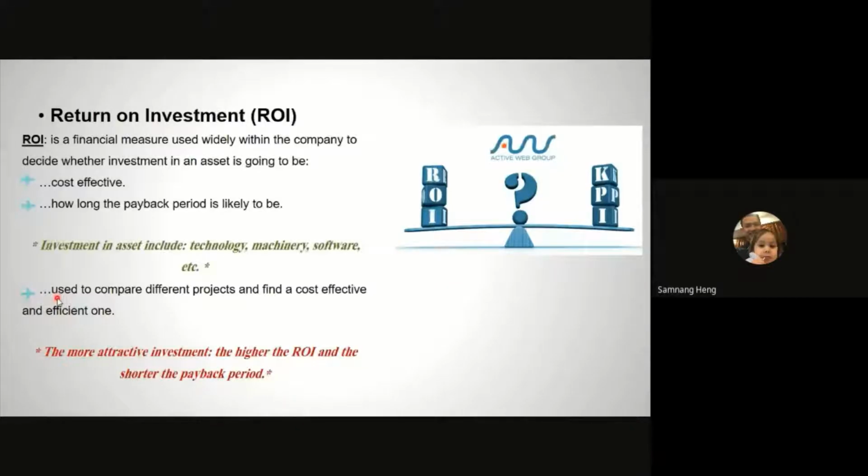And also, return on investment is used to compare different projects and find a cost-effective, efficient one. So whenever you decide on an investment, you have money, you're not focused on just one investment. You need to make a decision about which one is better than the other.